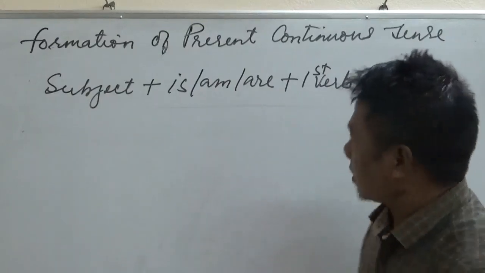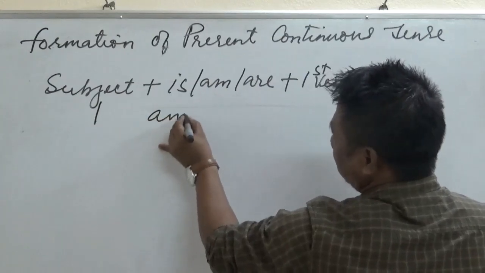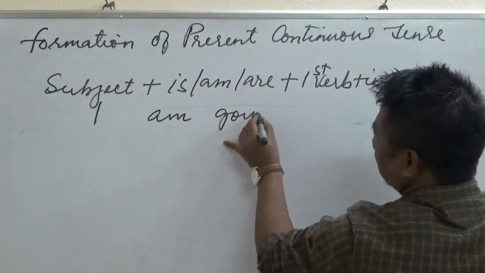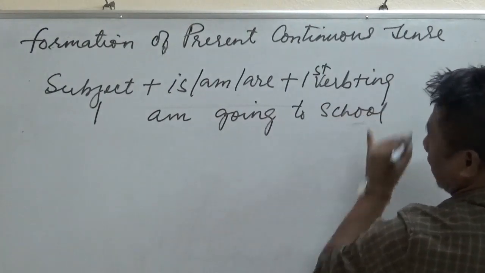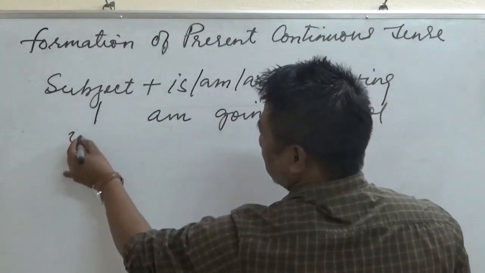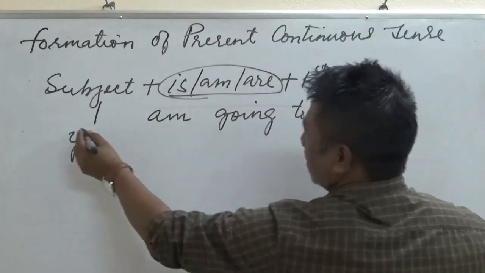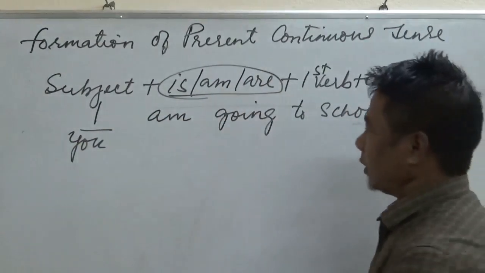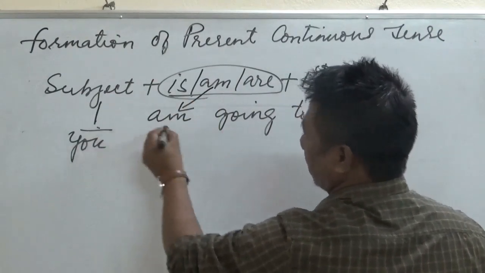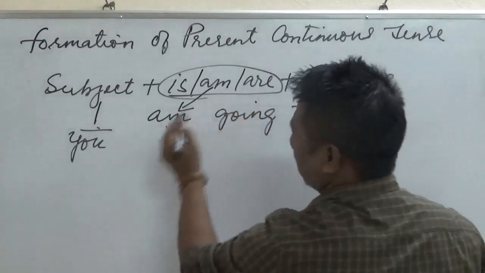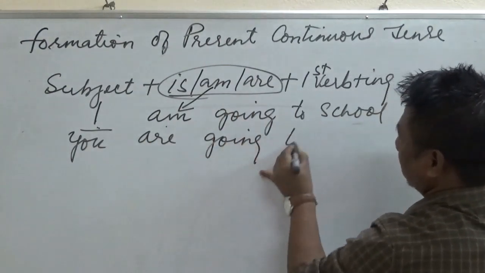For example, subject I: I am going to school. If the subject is you, the second person, then you are going to school.